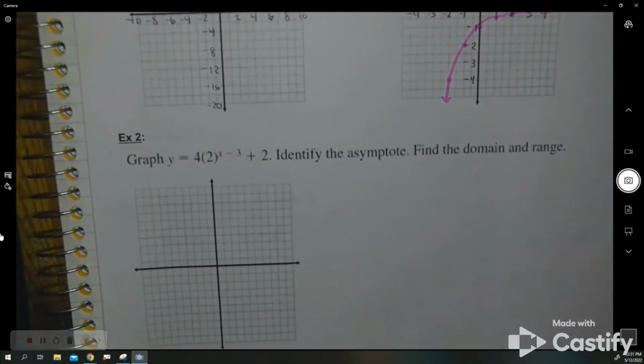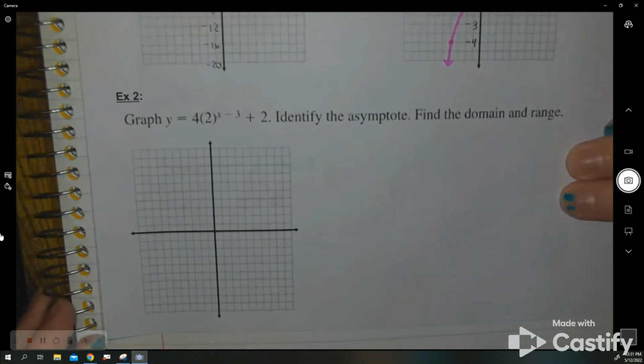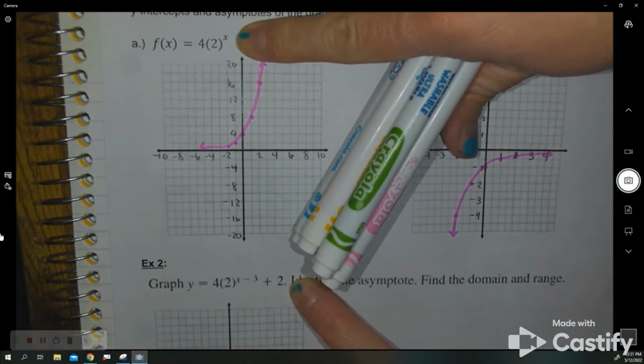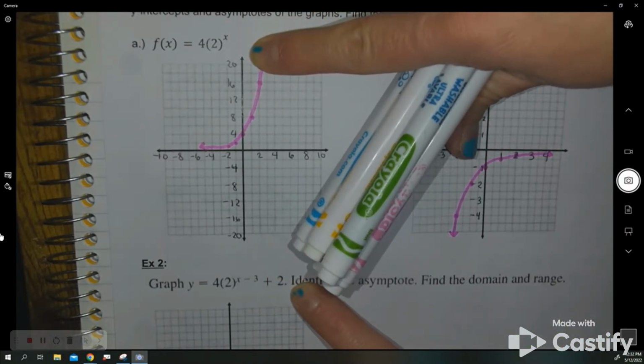Now for example 2, we're going to be looking at the graph y equals 4 times 2 to the x minus 3, plus 2, and trying to graph it. What I want you to notice is this is almost the exact same equation that we have up here. They're very similar. The only difference is we subtracted 3 from our exponent and then we added 2 to the overall equation.